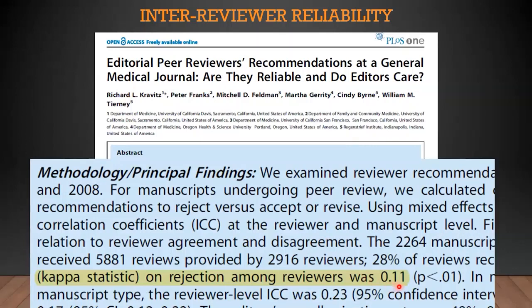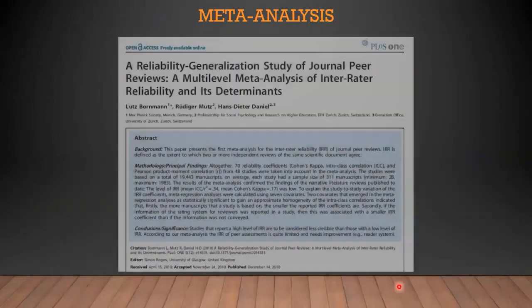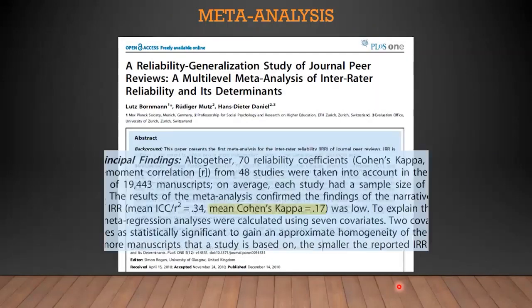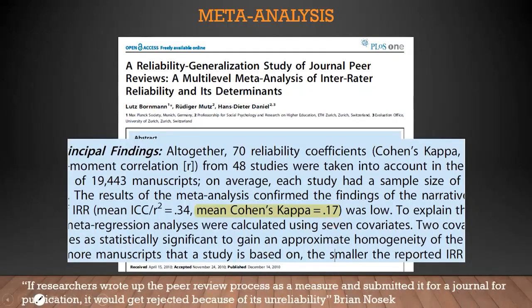What is 0.1? You remember when Richard Smith previously said the peer review was useless. If you have reliability of 0.1, what type of instrument is this? It's pretty much zero. Whether you have it or you don't have it, it's just nothing. Some people did more research, and then there was a meta-analysis of inter-rater reliability with reviewers. And again, it was 0.17. It's very low. So if researchers wrote up the peer review process as a measure and submitted it for a journal for publication, it would get rejected because it is unreliable.